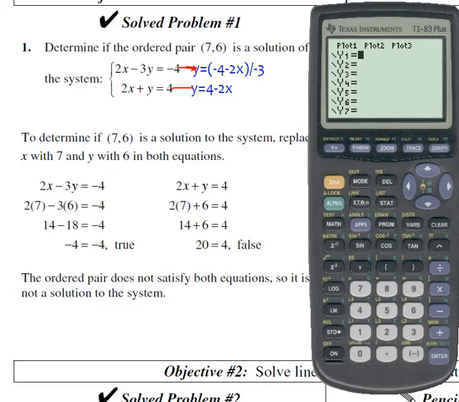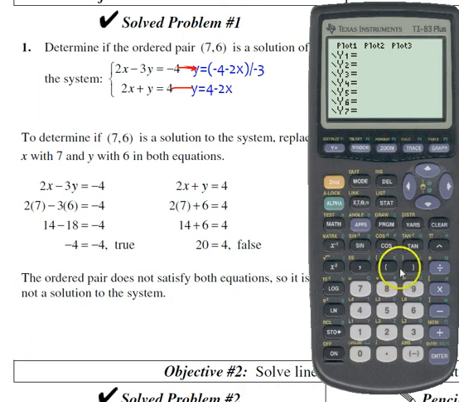This video is to show you how to solve a system of equations using your TI-83s. The first question here is: determine if the ordered pair (7, 6) is a solution for the two equations. When they ask you to find out if that is a solution, they're asking you to check if that is a point of intersection.